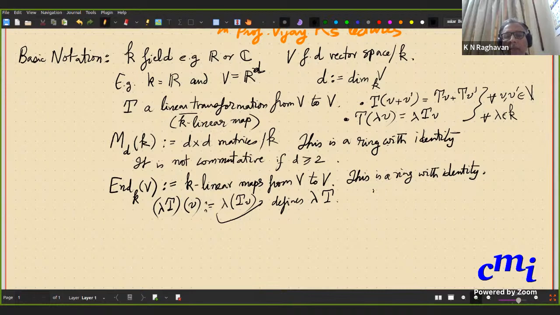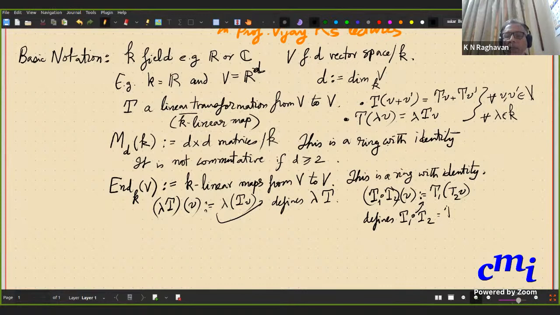You can take composition. T1 composed with T2 is nothing but: first apply T2, and then T1. So this defines the multiplication of T1 with T2. Or you can just write it as T1T2. You can forget this circle. So this is also a ring, and this composition is also not commutative.